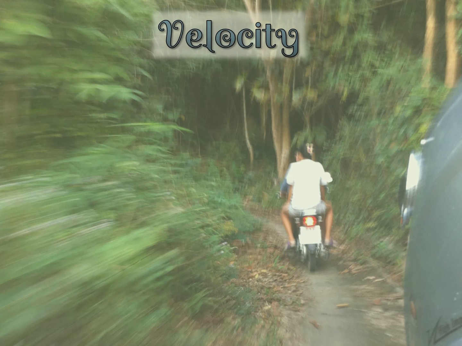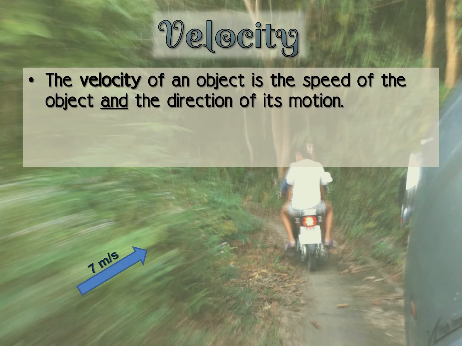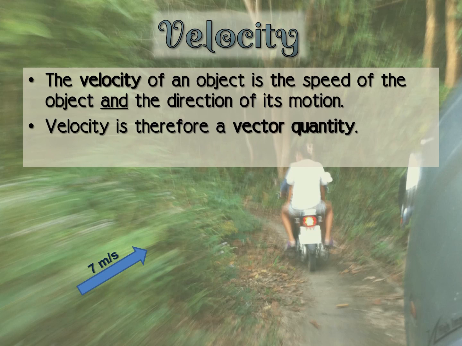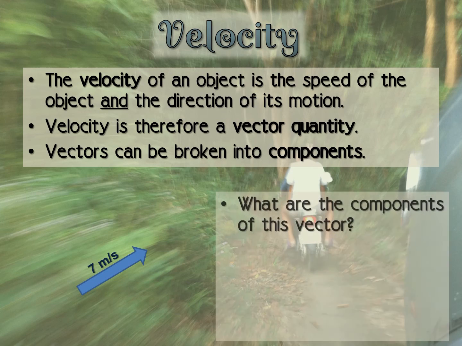And we're going to finish off by talking about velocity. Velocity is very similar to speed, as we said, but it also includes the direction of the motion. That's the difference. And so therefore, velocity is a vector quantity. Vector quantities can be broken down into different components. And here we're going to see frames of reference in action again.